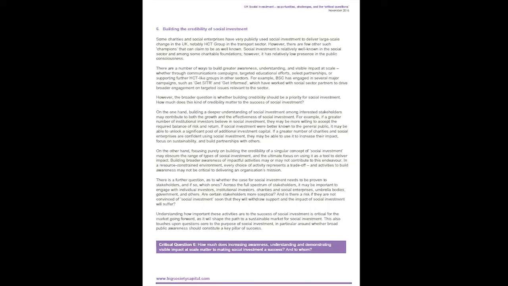On the one hand, actually building a deep understanding of social investment among interested stakeholders may contribute to the growth and effectiveness of it. It might provide the relevant credibility of institutional investors, for instance. With the public, it might provide an opportunity to unlock a much deeper pool of capital. And overall, this might bolster the robustness and belief in social investment as a concept.